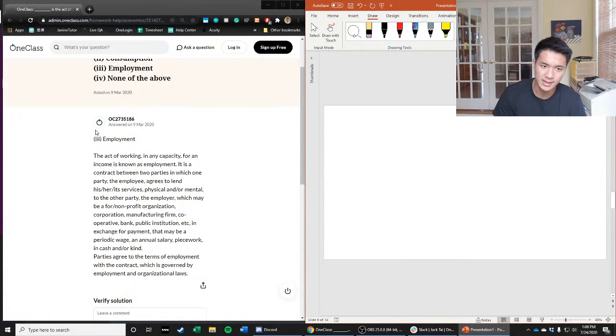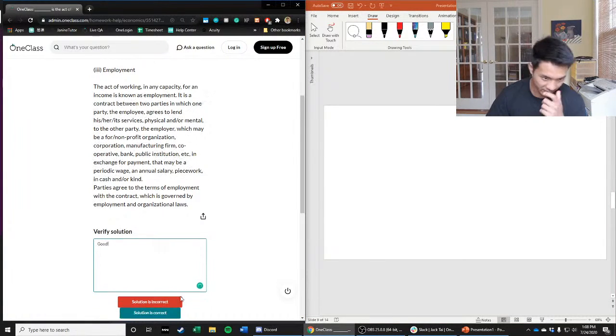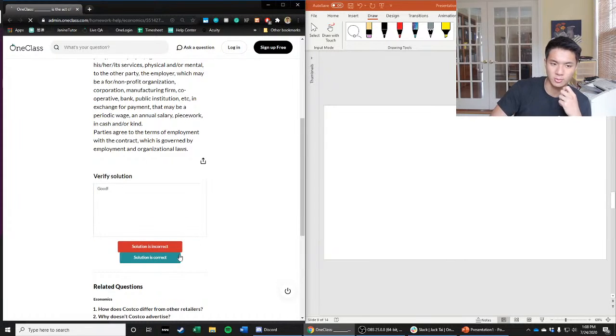They also picked employment. And he said the act of working in any capacity for an income is known as employment, is a contract between two parties in which one party, the employee, agrees to lend his or her or its services, physical and or mental, to the other party, the employer, which may be for a variety of organizations, in exchange for payments in some form. Parties agree to the terms of employment of the contract, which is governed by employment and organizational law. Good. I mean, that was pretty in-depth, but I think most people would understand that's what employment refers to.